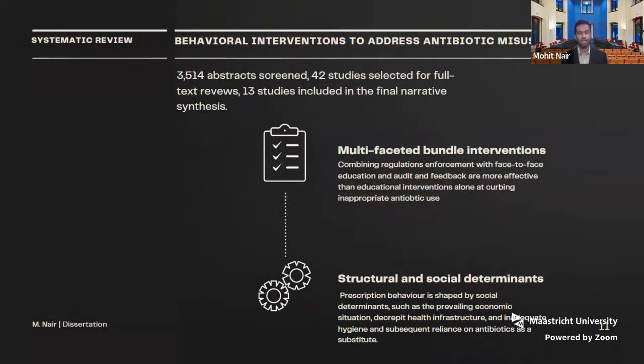Having established an understanding of the motivations behind some of the prescription decisions and the confluence of social determinants of healthcare with patient demands in chapters 1 and 2, chapter 3 moved on to looking at the current evidence landscape regarding interventions to influence antibiotic prescribing behavior in outpatient settings, which is an underrepresented area in the literature as a whole, especially for low and middle income countries. In total, 3,514 abstracts were screened by 2 authors, including myself. 42 studies were selected for full text review, and 13 studies were included in the final narrative synthesis.